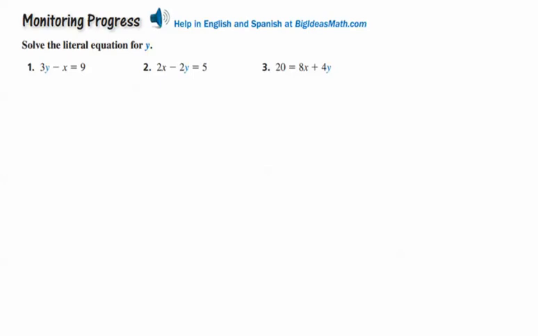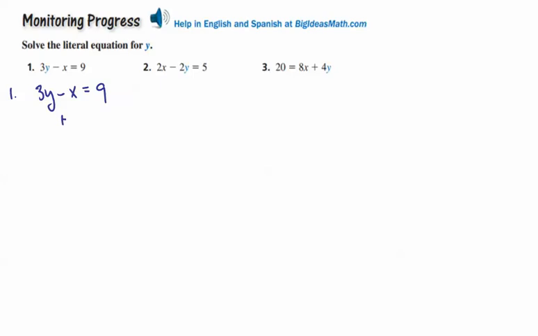Okay, in this video we're going to take a look at 6 examples of solving literal equations. The first 3 for y, the second 3 we're going to solve for x. And so we begin with 3y minus x equals 9. And recall that we're solving for y here.